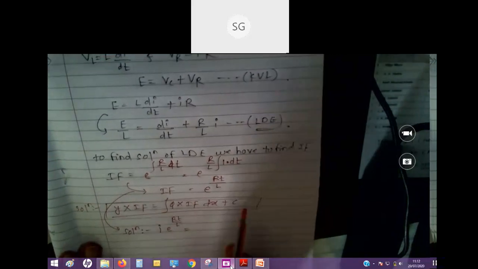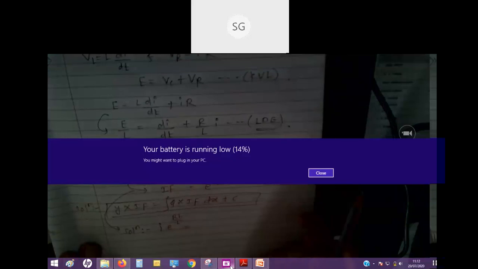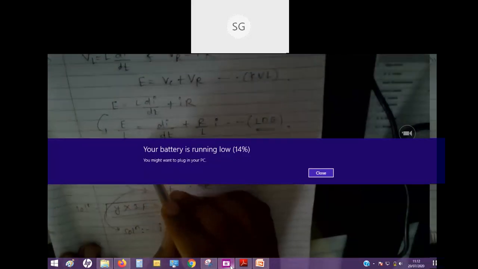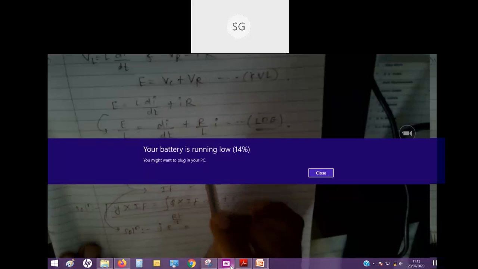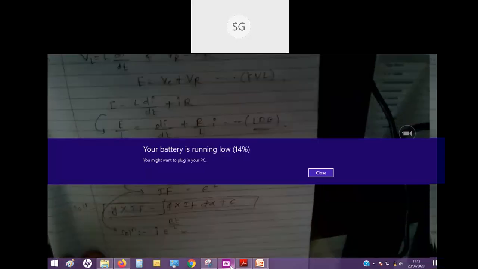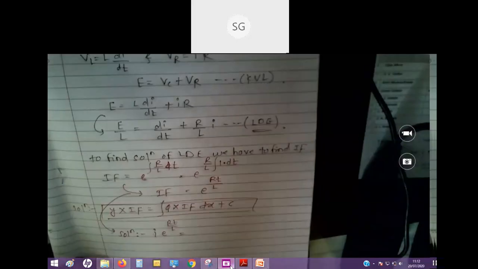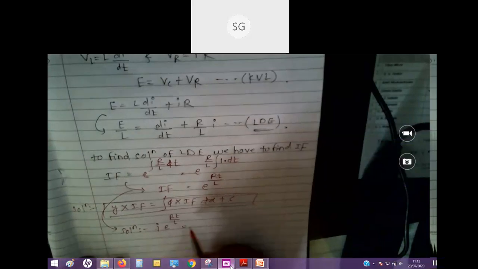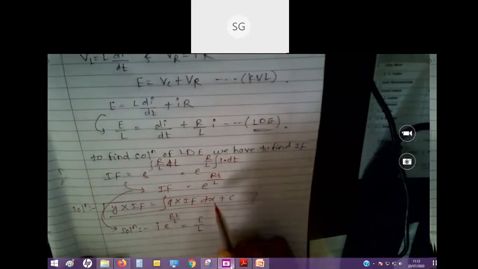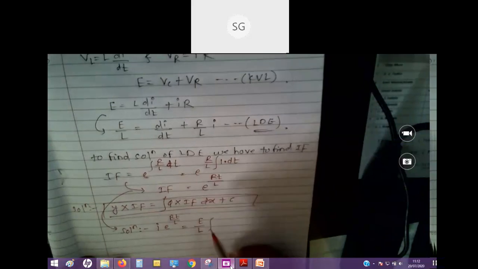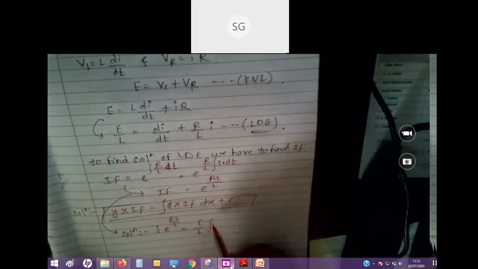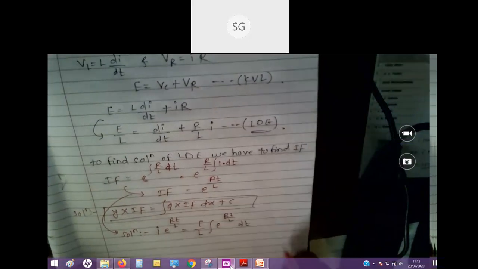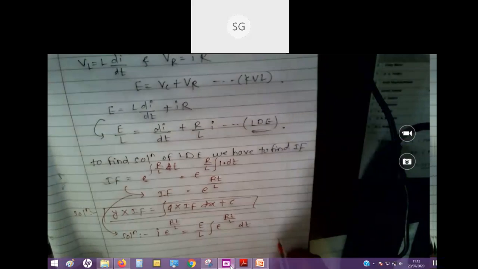Yes, correct. E by L is there, because it is constant, that's why we are taking it out of the integration sign, and e raised to Rt upon L into dt. Okay, I'm changing the window.